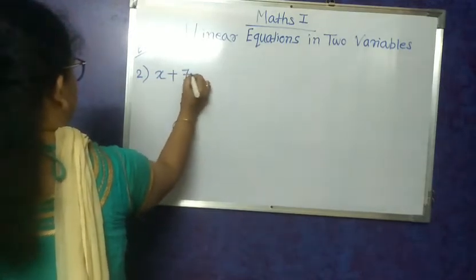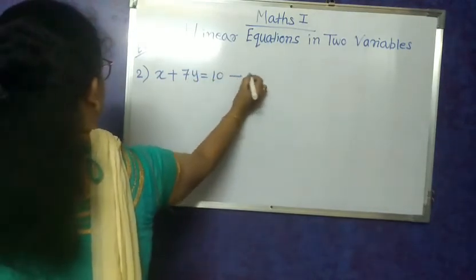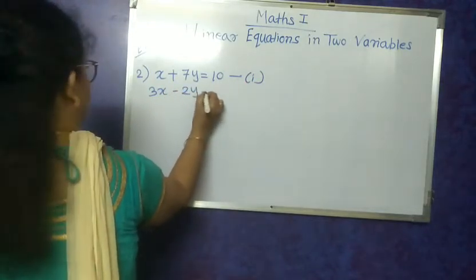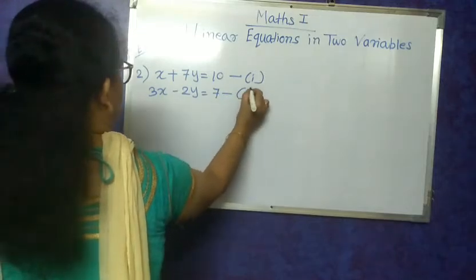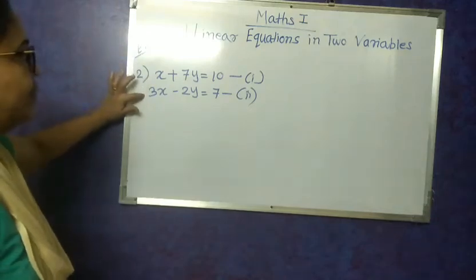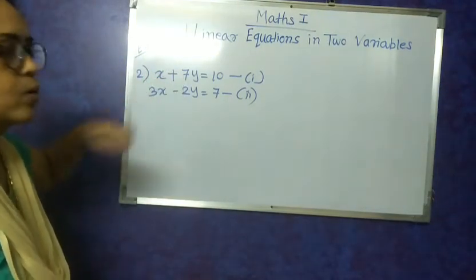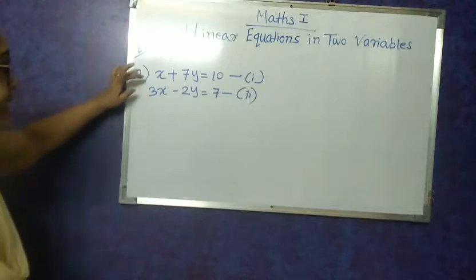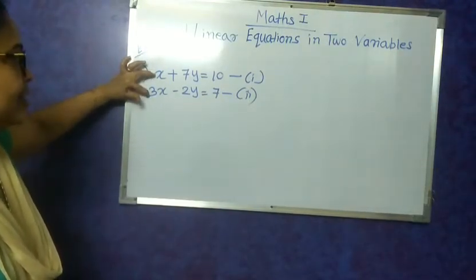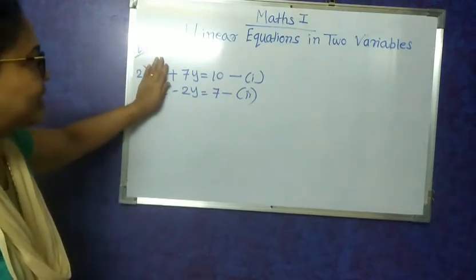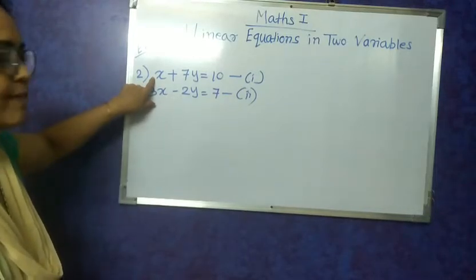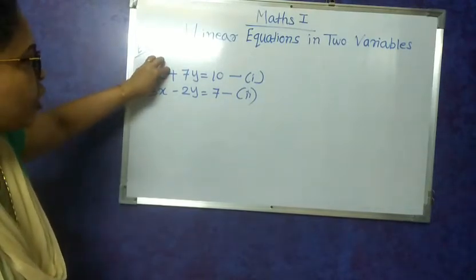x plus 7y is equal to 10, equation 1, and 3x minus 2y is equal to 7, equation 2. Now see, what are the coefficients of x here? 1, here 3, y 7 and 2. It's not equal, but is it possible to make the coefficient of x as 3? Then it will be the same, then we can subtract, it will get cancelled. If you multiply here by 3, it will become 3x. But we can't do it for only one term.